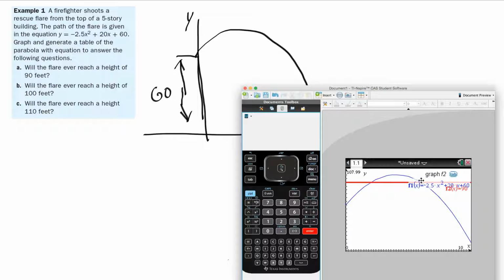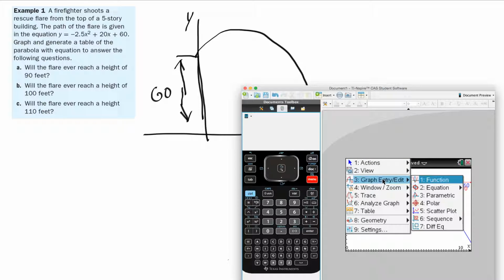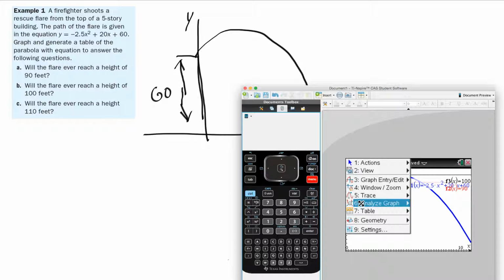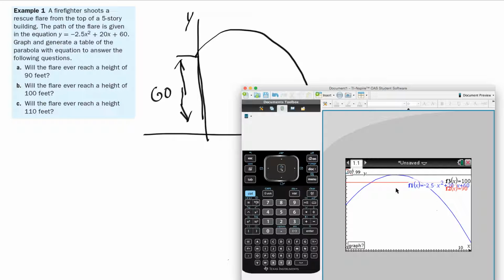Will it ever reach 100 feet? I'm guessing it probably will, but let's take a look. Graph entry edit, function 100. And it looks like it does. Let's do a quick intercept analyze. Graph, intersection. Oh, it asked me to point out which graphs I wanted since I had a couple of them there. And indeed, I see there is an intersection at 4,100, and that's only one.